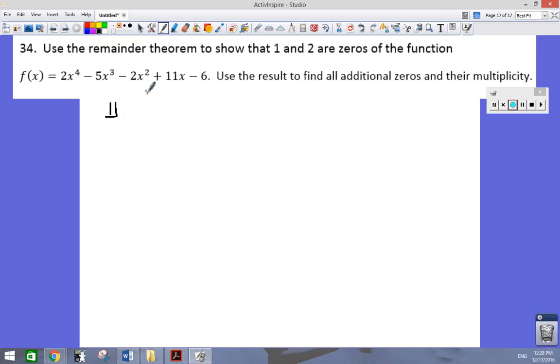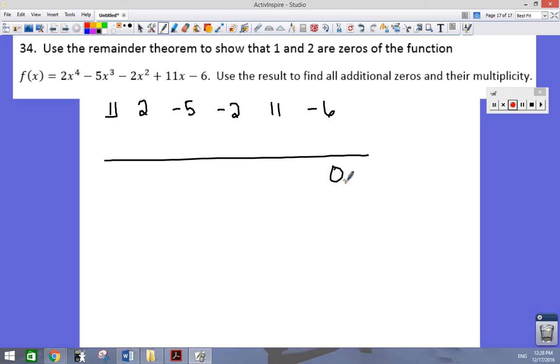When we do synthetic division, make sure that your polynomial's in standard form. Make sure that there's no missing powers on x. So here it is in standard form. There's no missing exponents, no missing powers on x. And so if it's true that this graph really does cross the x-axis at x equals 1, I should get a 0 down here. So let's see if that's true.